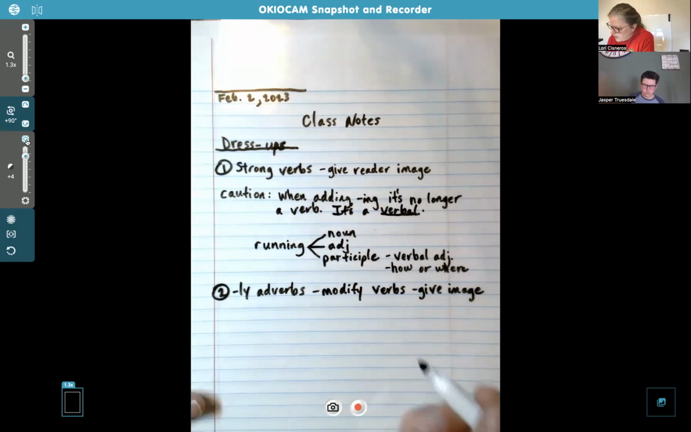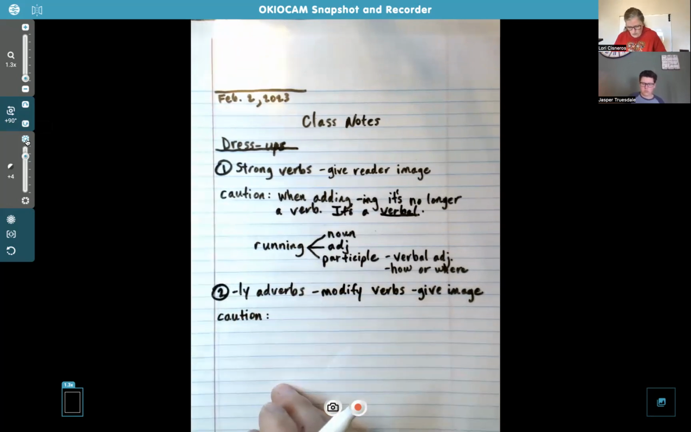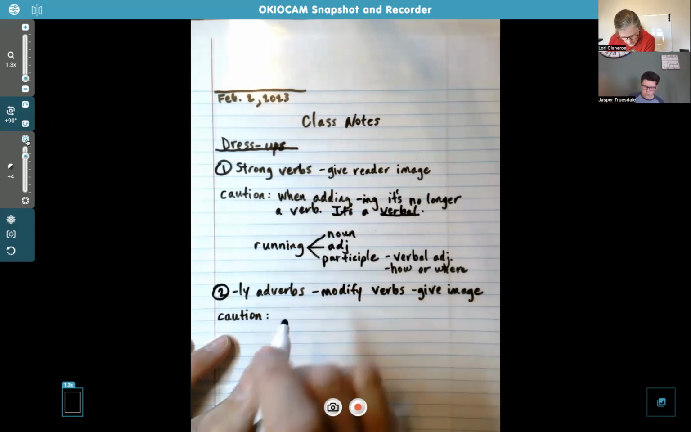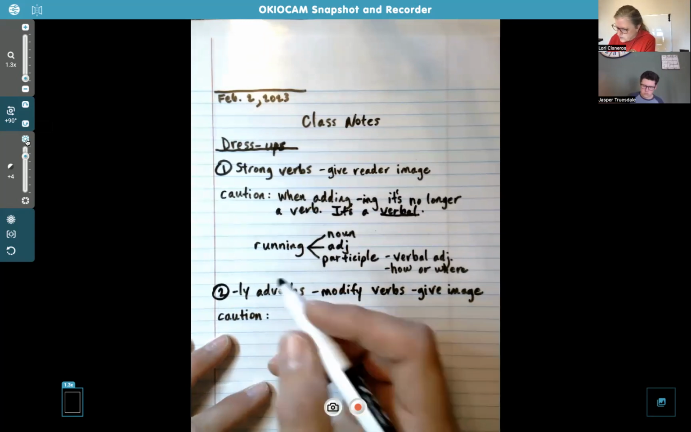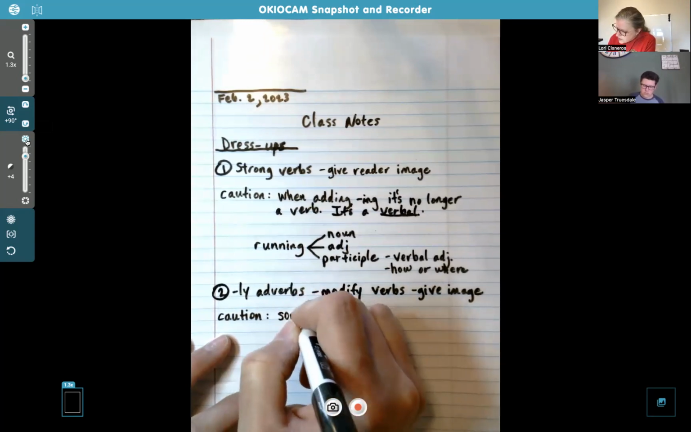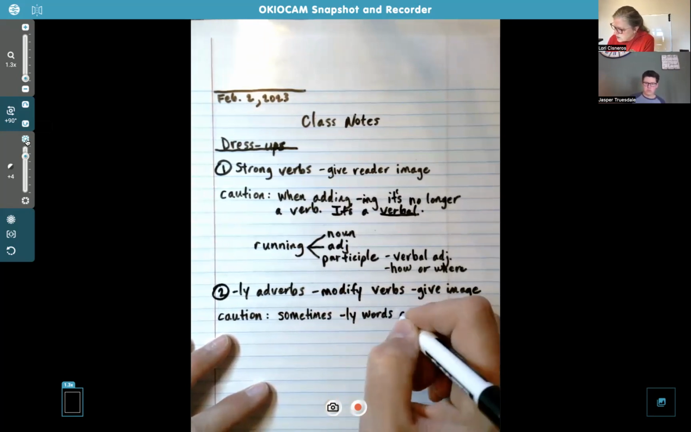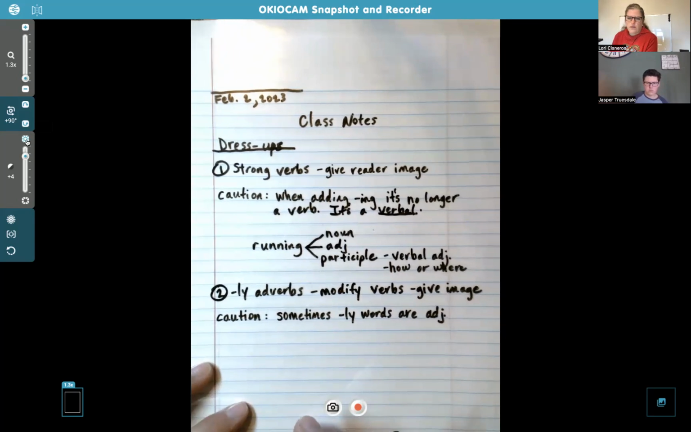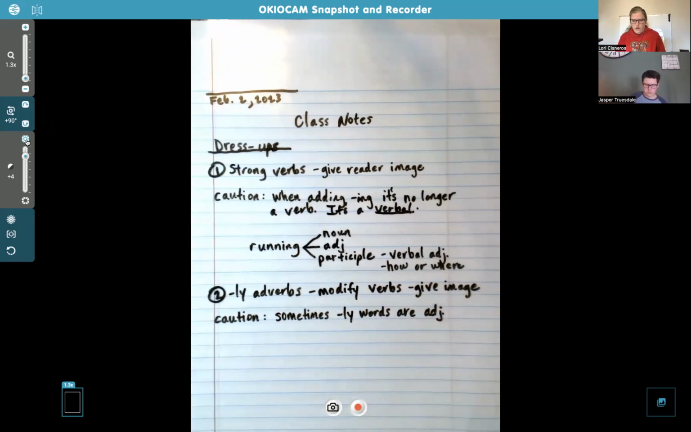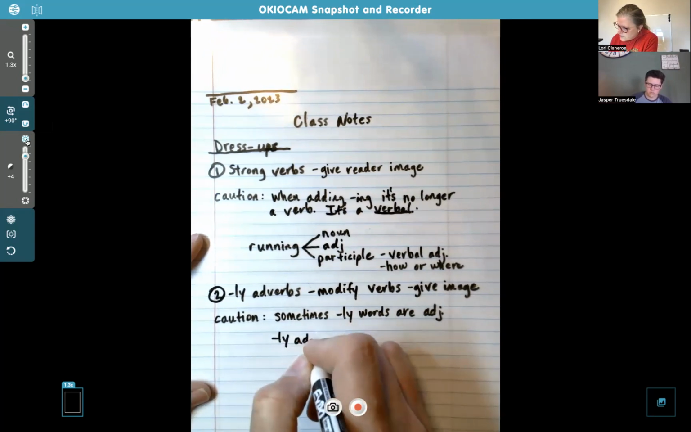But there is a caution about ly adverbs as well. So go ahead and put the word caution again. Sometimes ly words are adjectives, and we've talked about those before as imposters. So I'm just going to have you put sometimes ly words are adjectives. And that's when they become an imposter. They're not really an adverb. They're more of an adjective. And here's some examples of ly adjectives.